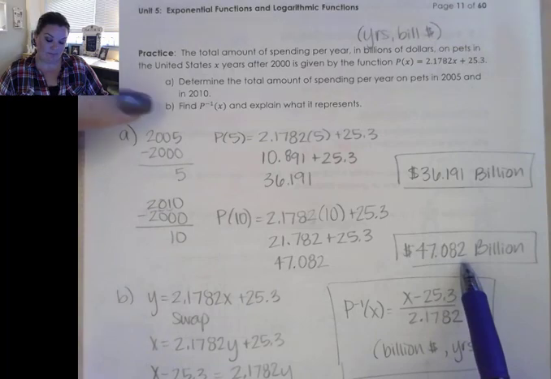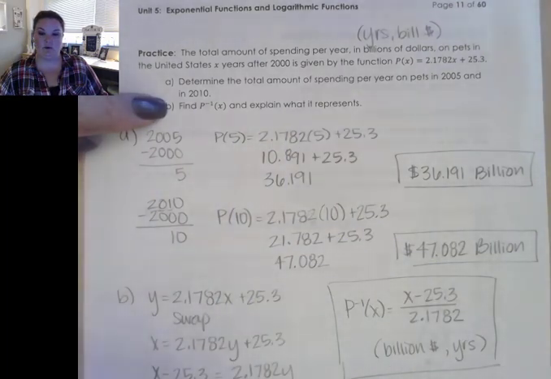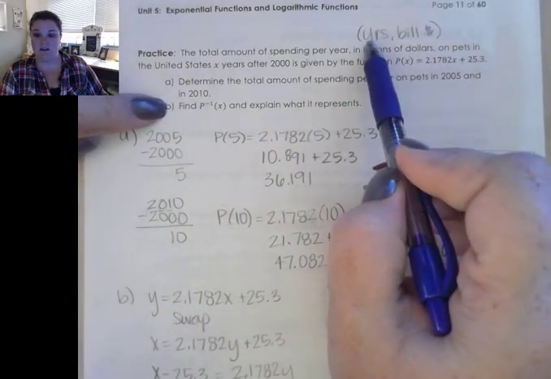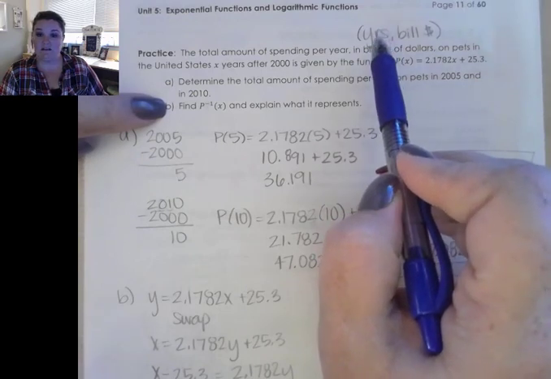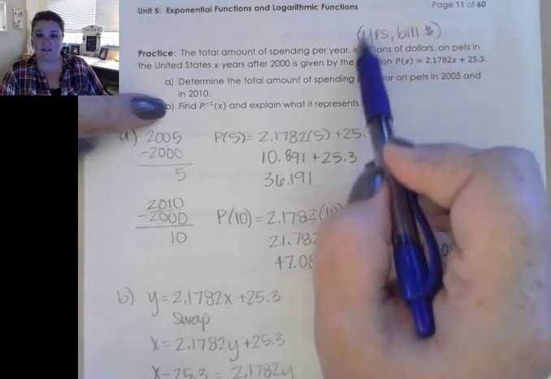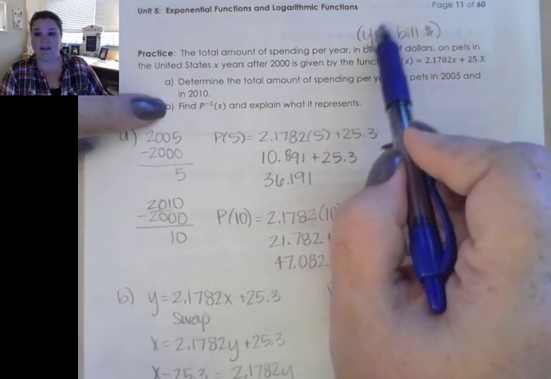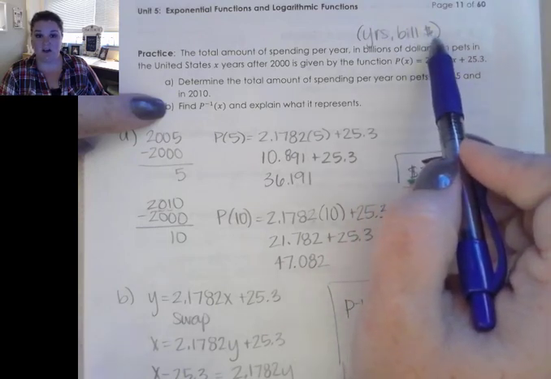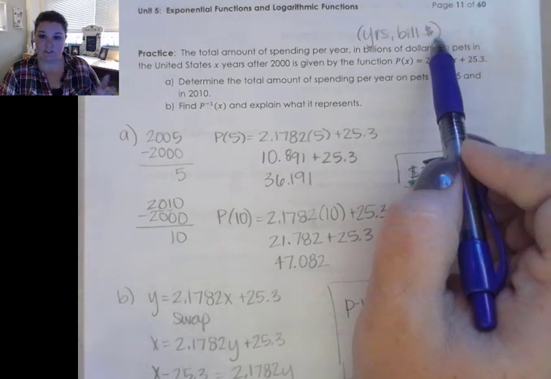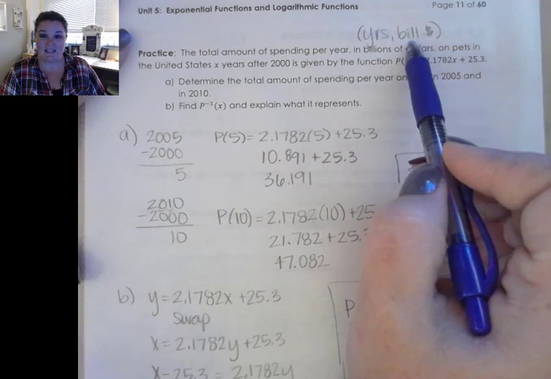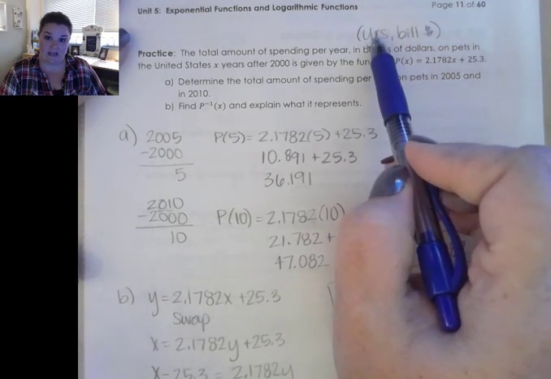Okay. Then part B says find the inverse and explain what it represents. So before I even find it, I already know what it represents because it does the opposite of what the original did. If the original allowed me to plug in the number of years since 2000, so basically it gives us the time, the years, and we get out the cost in billions of dollars that was spent on pets, what the inverse function is going to do is allow me to put in the amount that was spent on pets and determine the year in which that happened.